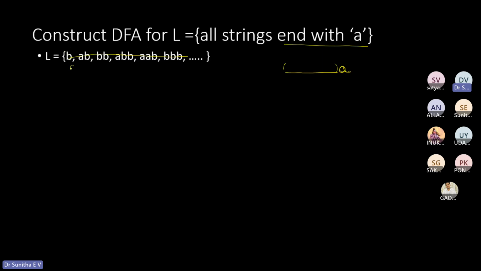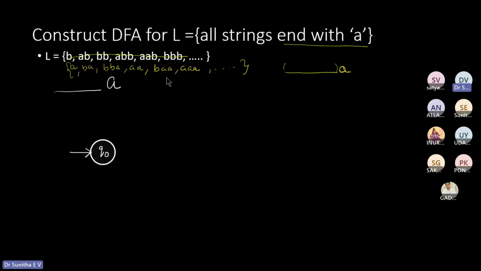So the language can be A, BA, BBA, or AA. Then BAA, AAA. All are strings ending with A. So the strings should be like this. Initially, you can have any combination of A and B, but the last character should be A.